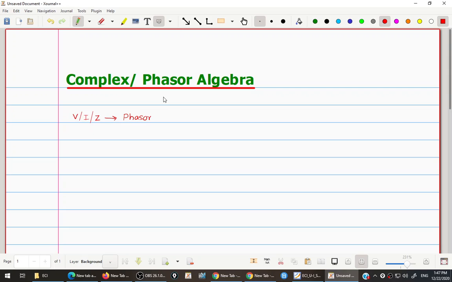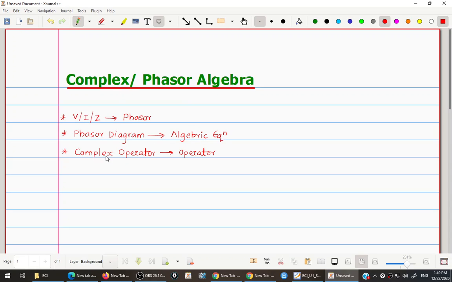So in that case we have to go for another alternative, which is known as phasor algebra. It means we are converting these phasors into mathematical expressions, hence it is known as algebra. Whatever phasor diagrams we have, we convert them into algebraic equations. This process is known as phasor algebra or complex algebra.